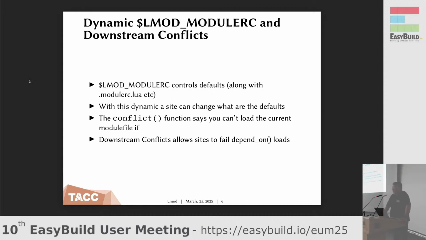Also, they wanted the ability to have downstream conflicts. So the way conflicts have worked is that you try and load a module, it says, hey, you can't load this module because some other module is there. This function allows you to say, okay, I'm going to set a downstream conflict. And so it says, well, VASP 8.6 is a conflict. So if you try and load it, somewhere down the line, it will say, hey, you can't load it.